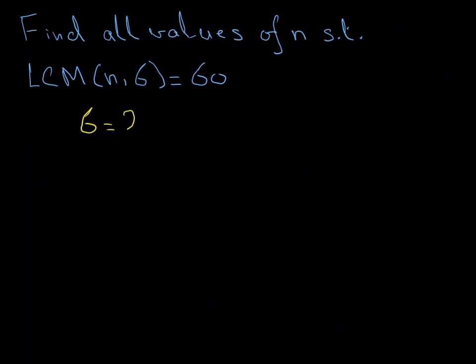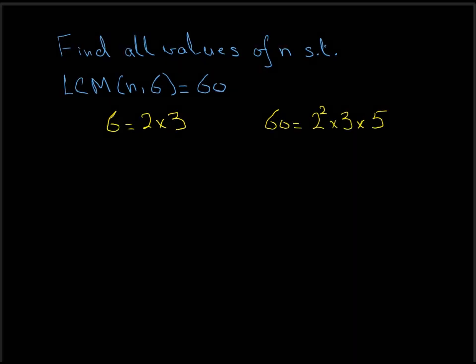We can do the prime factorization of 6. That's fairly easy. 6 is just 2 times 3. And I need to find out what n is. Now, please note that if you look at 60, I can also do the prime factorization of 60. It's just 6 times 10, and 10 is 2 times 5. So the prime factorization turns out to be 2 squared into 3 into 5. So we have done the prime factorization of 6 and 60.